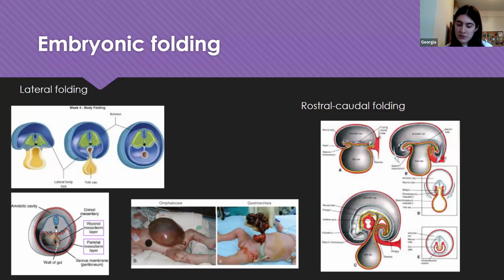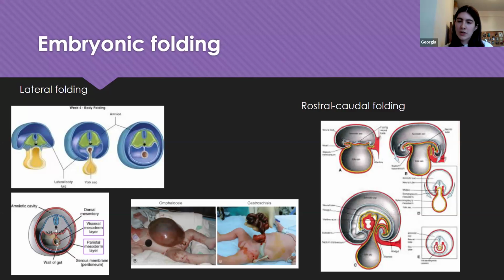And this leads to conditions called omphalocele and gastroschisis, and which one it is depends on whether the organs are membrane covered or not. So they are covered in an omphalocele, but they are not in gastroschisis. Rostral caudal folding is the other sort of folding.